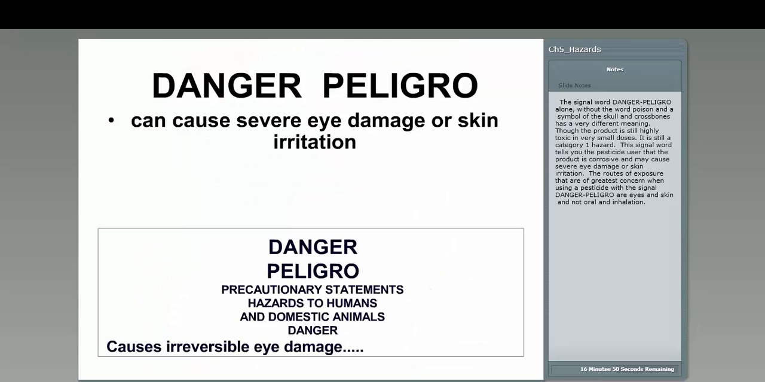The signal word danger, peligro alone, without the word poison and a symbol of the skull and crossbones, has a very different meaning. Though the product is still highly toxic in very small doses, it is still a Category 1 hazard. This signal word tells you, the pesticide user, that the product is corrosive and may cause severe eye damage or skin irritation. The routes of exposure that are of greatest concern when using a pesticide with the signal word danger, peligro, are eyes and skin, and not oral and inhalation.